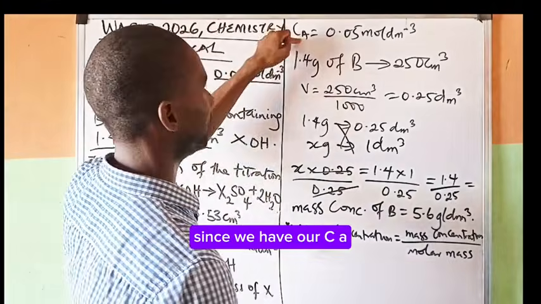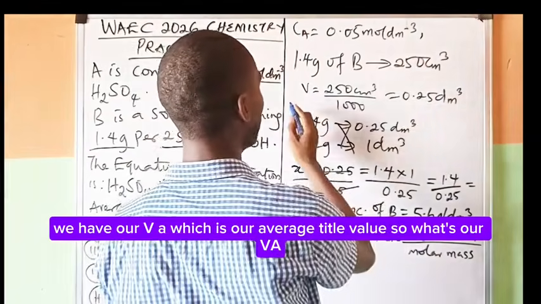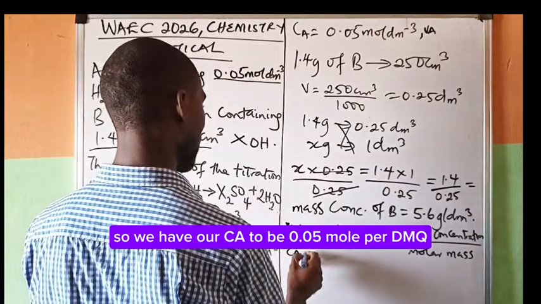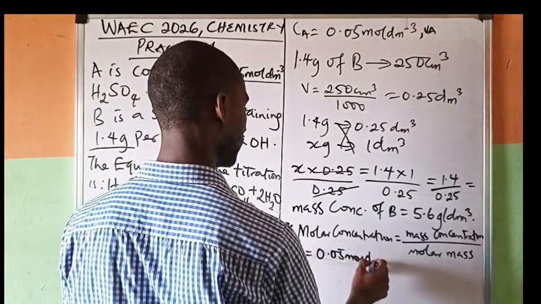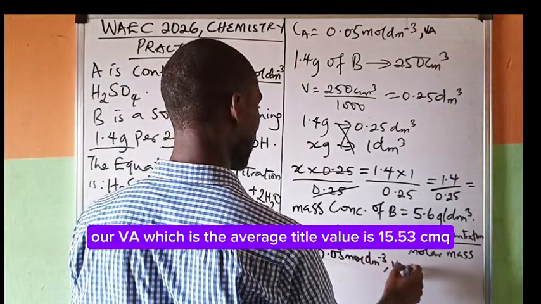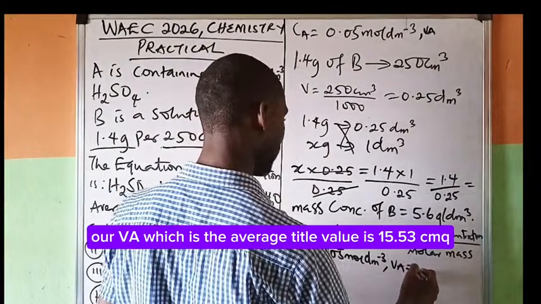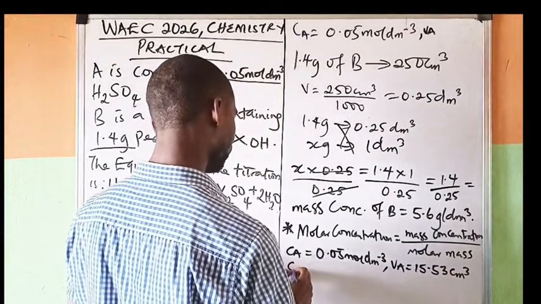Since we have our CA, we have our VA, which is our average titre value. So what's our VA? We have our CA to be 0.05 mole per dm³. Our VA, which is the average titre value, is 15.53 cm³.